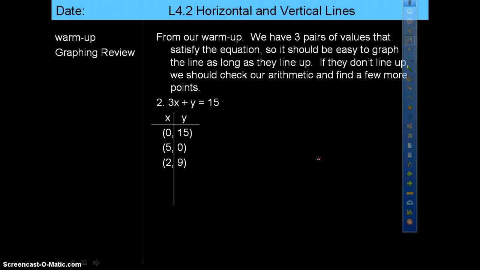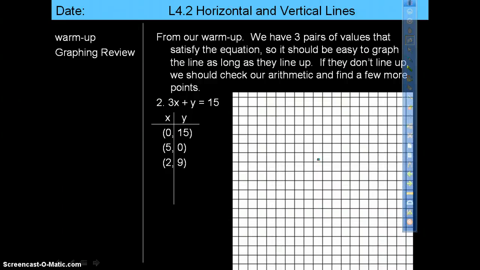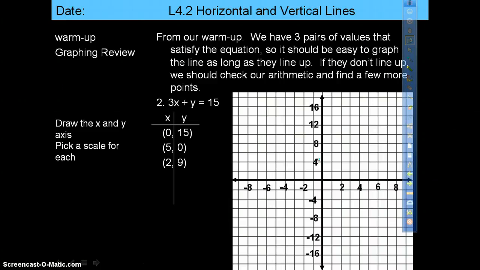We can graph the line for the equation in the second part of our warm-up, 3x plus y equals 15, again using the 3 points that we've already found. I'm going to draw my x and y axis and pick a scale: a scale of 1 on the x-axis, where each space represents 1, 2, 3, 4, and a scale of 2 on the y-axis: 2, 4, 6, 8. Graph the points that we found: (0, 15), (5, 0), and (2, 9).